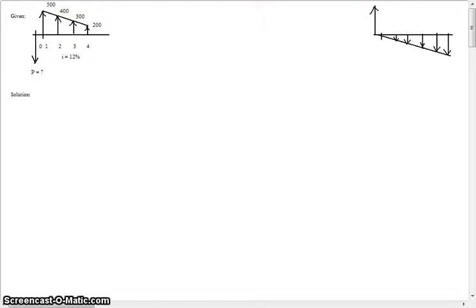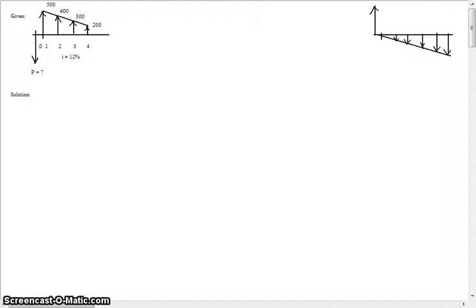Hello everyone. Today we're going to look at negative gradients. Very similar to positive gradients, we know that in year 0 we have to have our value of the gradient itself equal to 0. So if we look over here to the right, you will see this is a negative gradient.